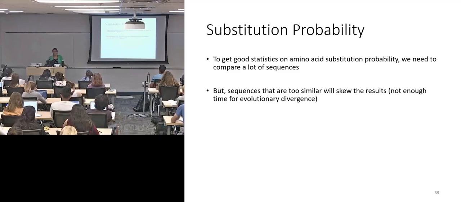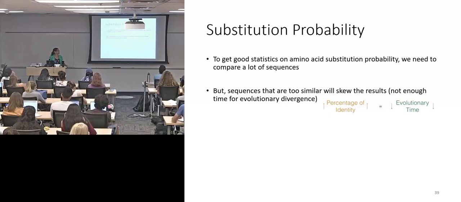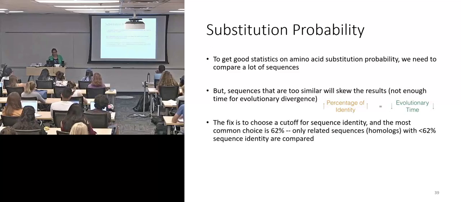You need enough time and enough divergence in evolution to actually make anything of the substitutions you're finding. If you were to use stuff that's too similar, it would skew the results. And remember that percent identity is related to evolutionary time. So to fix this, we set a cutoff of sequence identity, and the most common choice is 62. So only sequences that are 62% identical or less are included in the comparisons.